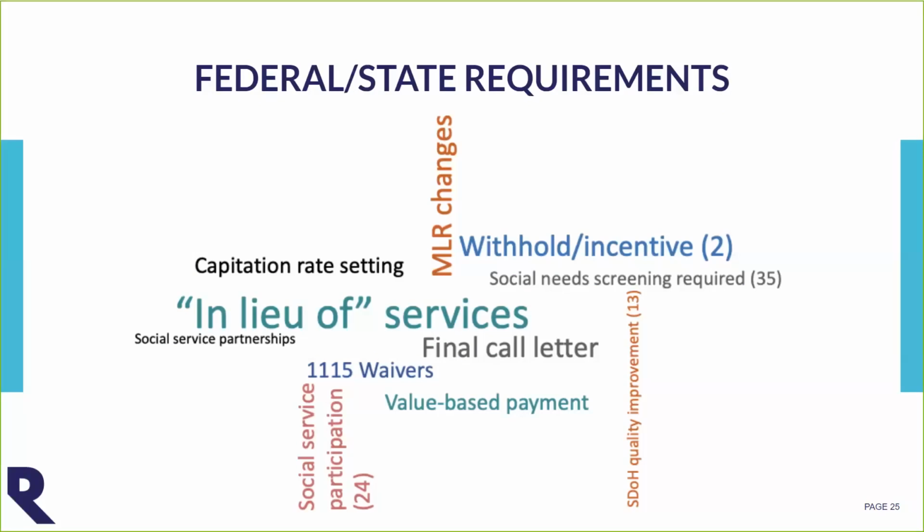13 states require quality improvement activities to focus on a member's social determinant of health, giving support only for what is evidence-based and to provide a more focused framework for future social determinant of health approaches. Two states that we found that we can identify have withholds or incentives linked to this, and then 10 have value-based payment initiatives.